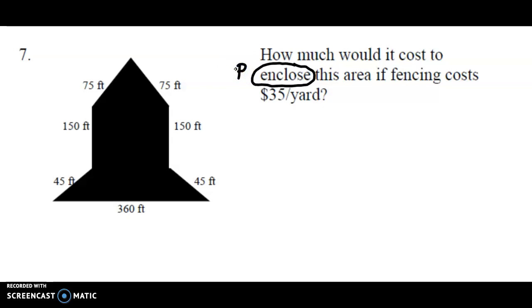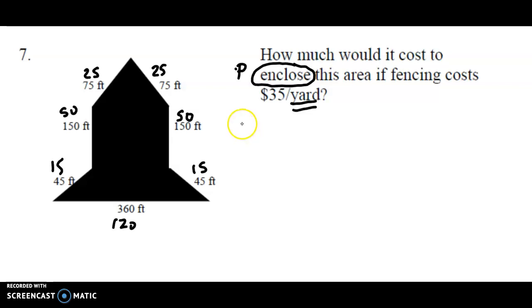And I see a disconnect here because in the problem, all these measurements are in feet, but the problem says yards. So when that happens, the first thing you have to do is convert all the feet into yards, and hopefully you remember the magic number between feet and yards is 3. So we're going to divide all these numbers by 3. All right, so I did that for you here. I divided them all by 3.